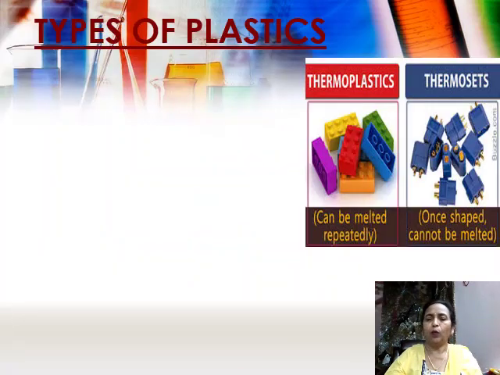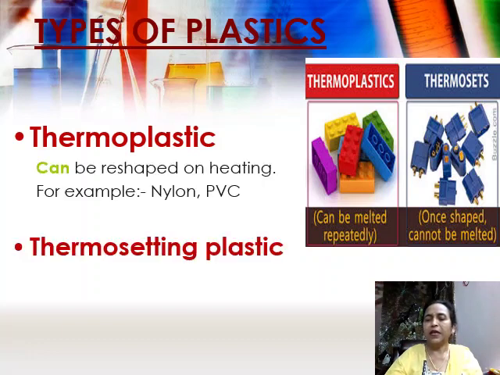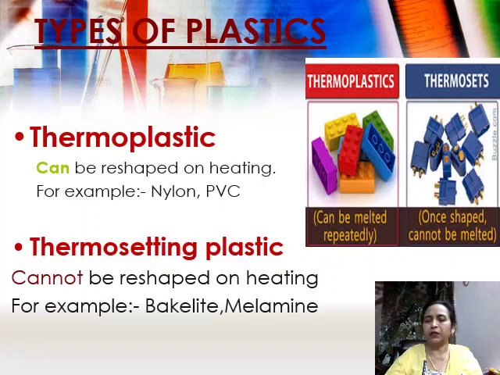Now let's see what are different types of plastics. Plastics are basically of two different types, thermoplastics and thermosetting plastics. How are they different? You can see here, these are thermoplastics and these are thermosets. Thermoplastics can be reshaped on heating. We can remold it again and again. But thermosetting plastics cannot be reshaped on heating. Once set into shape, they cannot be remolded.